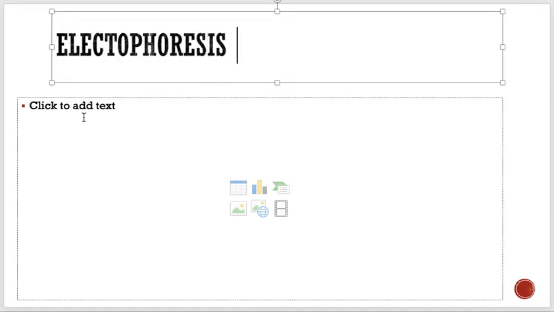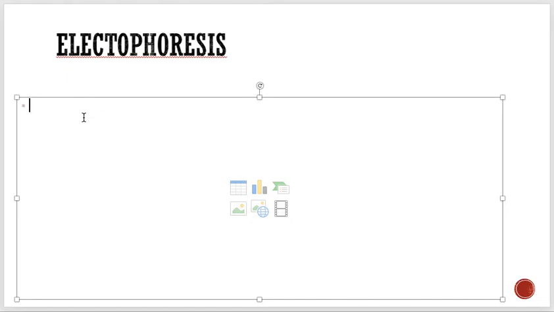Okay. Now, electrophoresis is a very interesting type of test. What is electrophoresis? You can also call it hemoglobin electrophoresis, right? But simply remember, electrophoresis has the same way to do that.